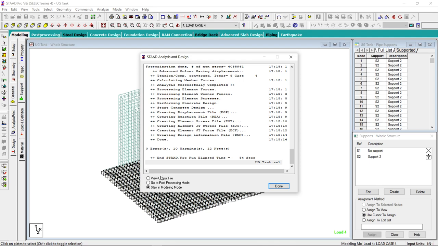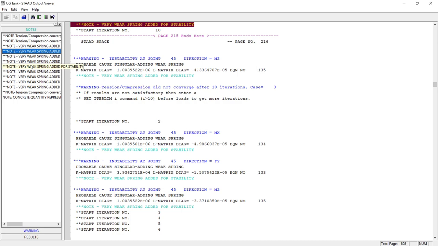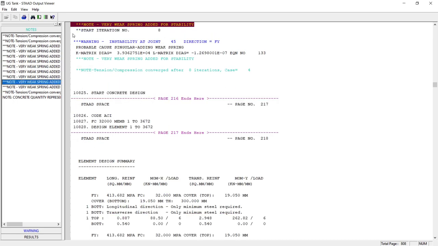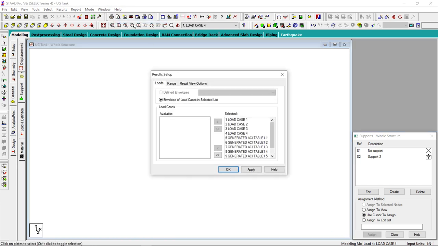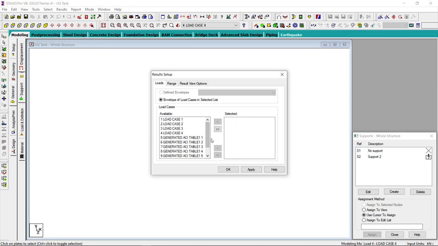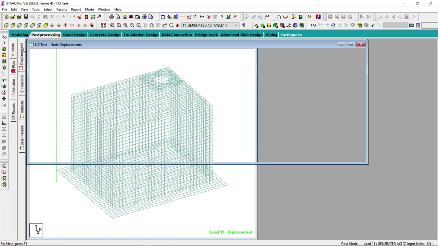There are 10 warnings. Let us see what the warnings are. Very weak spring, very weak spring. Okay, fine, we understand. Now we will go to post processing. We are interested in the last load case. Apply, okay, and we want to see what displacement.